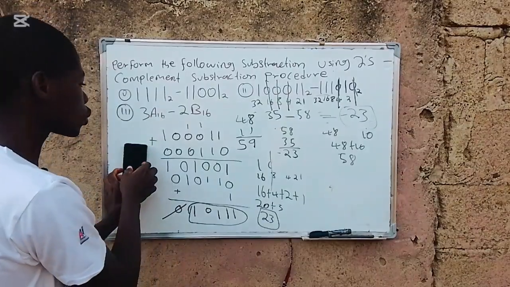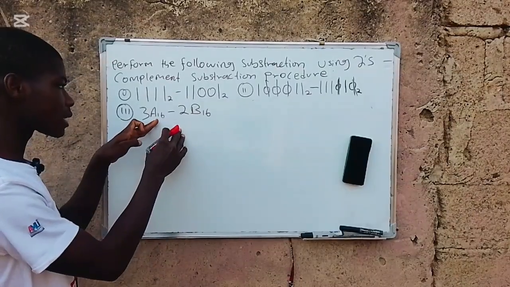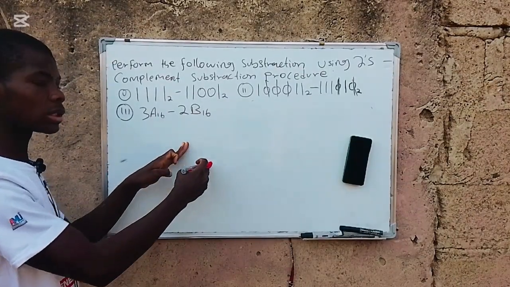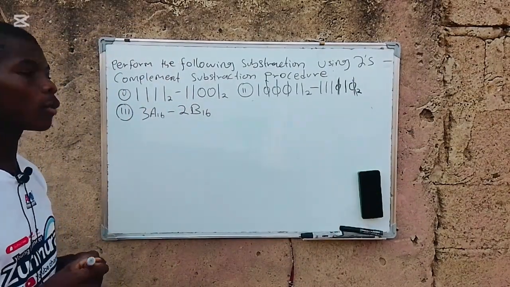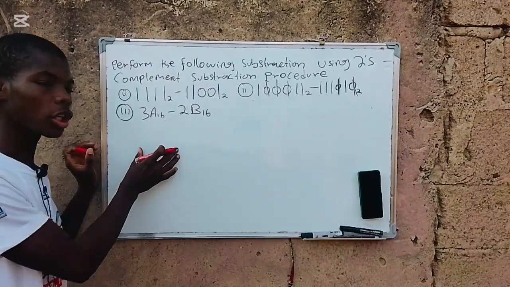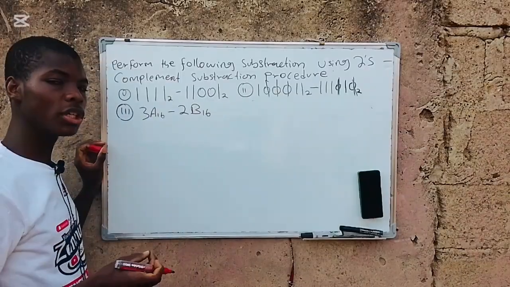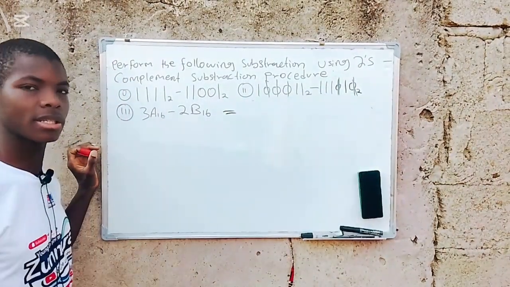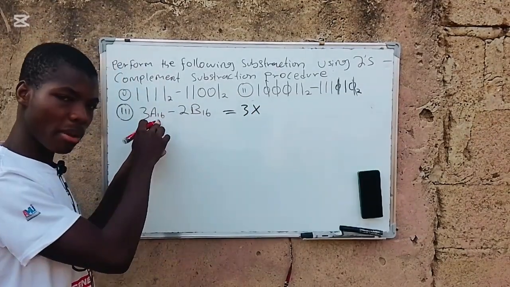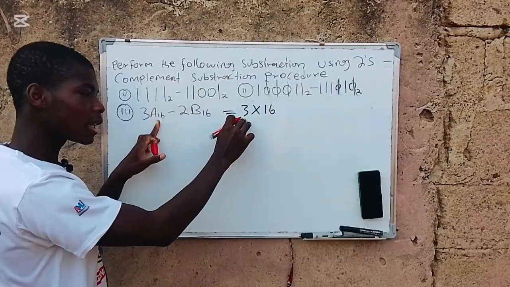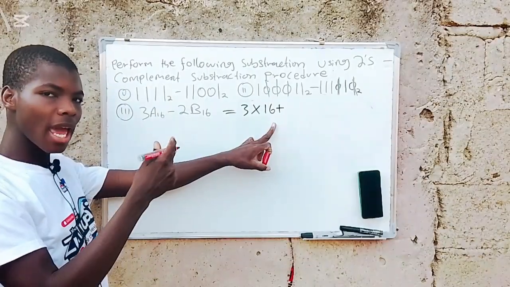Now let us see the solution of this third question. If we take a look at the question, it says 3A base 16 minus 2B base 16. Before working out the solution, let's first find the decimal values. As we all know, 3A base 16 minus 2B base 16: we have to multiply the 3 by the base, which is 16, and then add the value of A, which is 10.